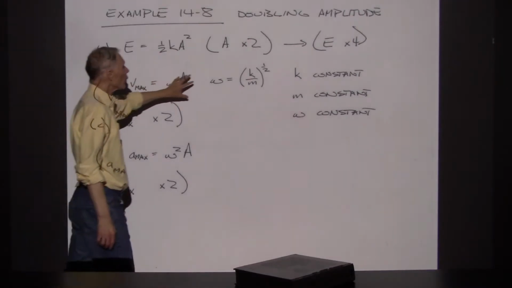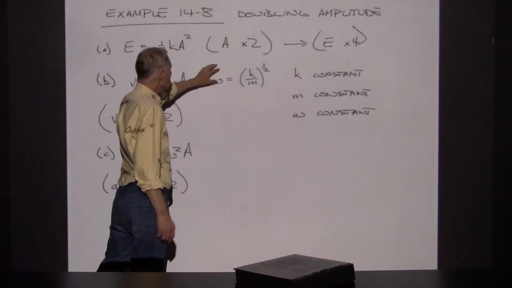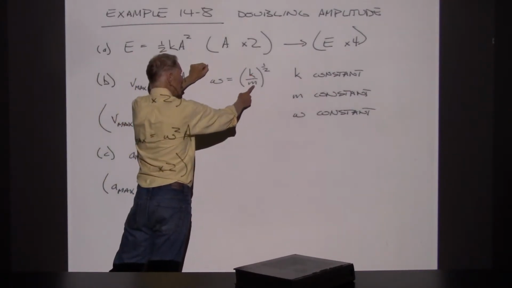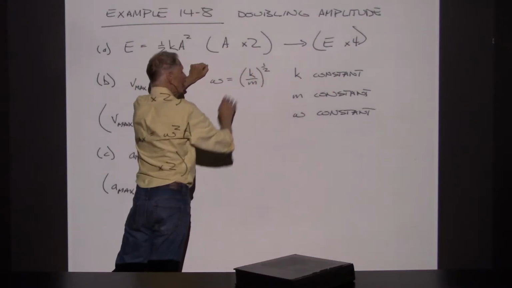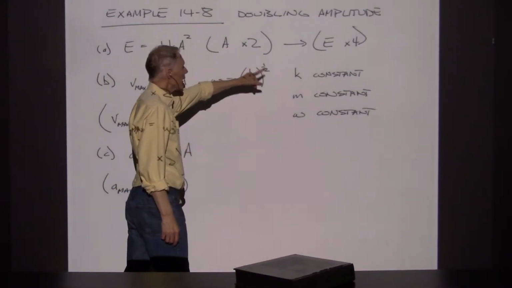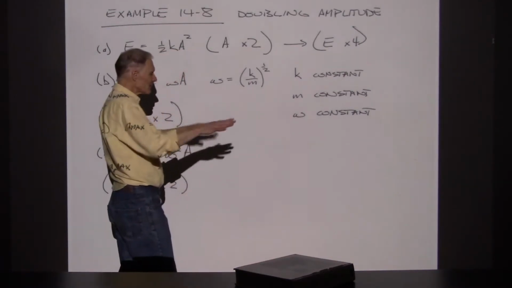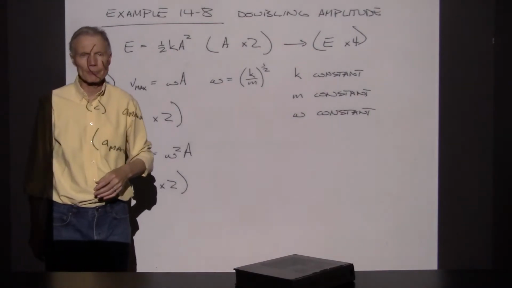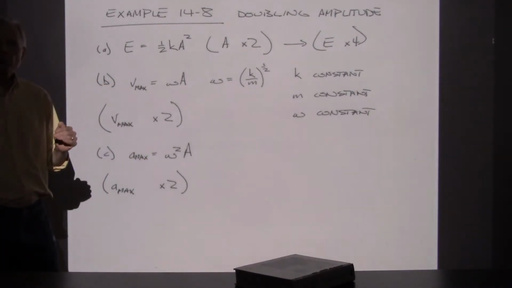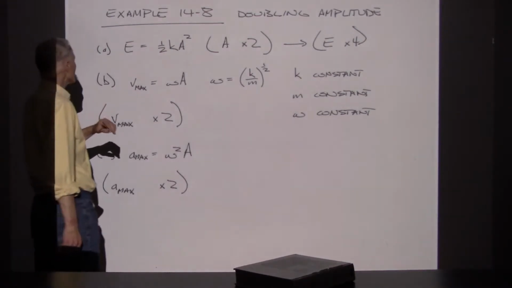Vmax, oh, here we go. It was right here the whole time. The frequency is given by the square root of K over M. So we do have it, it's set up here. K is a constant, M is a constant, omega is a constant, and it doesn't depend on what the amplitude will be. So amplitude doubling will not affect the frequency. Frequency will stay the same.